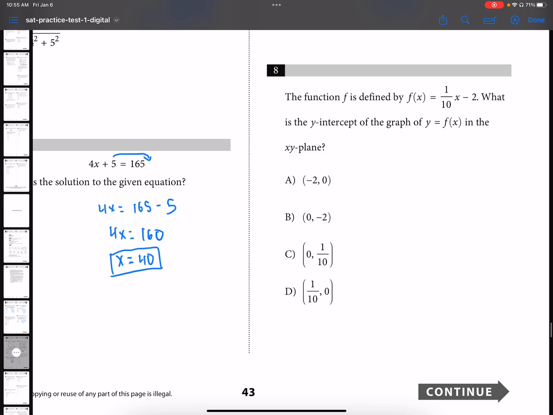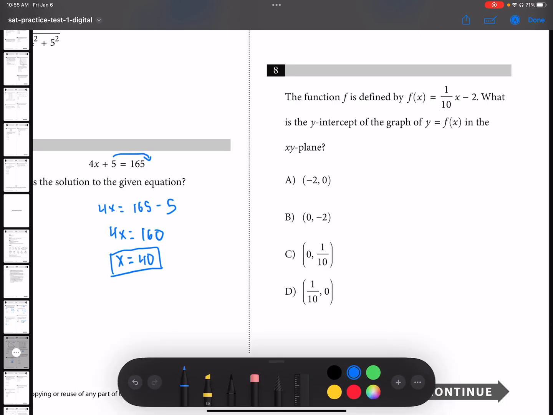Okay, number 8. Now function f is defined by f of x equal to 1/10 x minus 2. What is the y-intercept of the graph y is equal to f of x in the xy plane? So when we have y is equal to 1/10 x minus 2, we know that in y-intercept, x is 0, and we don't know our y value. So that means that y is equal to 1/10 times 0, which is 0 minus 2. So the y coordinate in the y-intercept is minus 2. So it should be written as 0, comma, negative 2, and b represents that, so b is our answer.